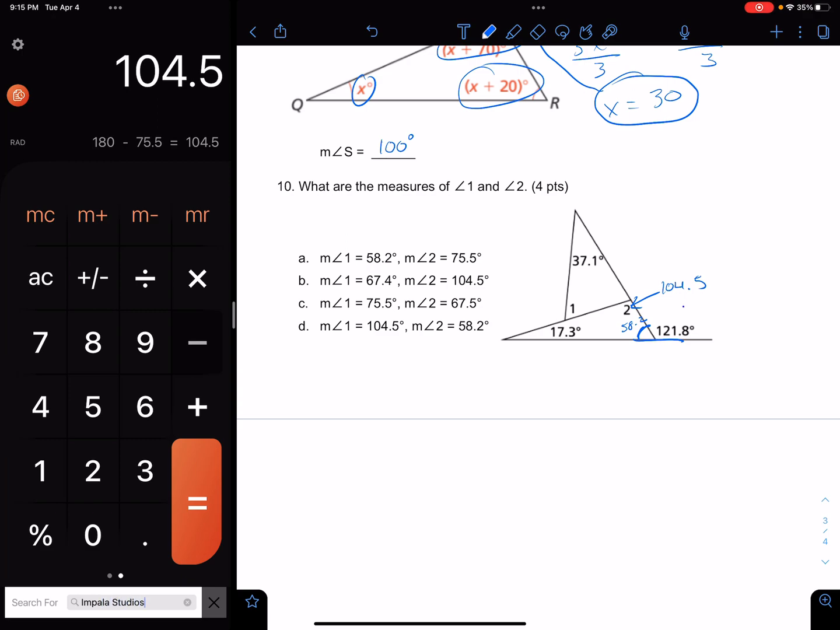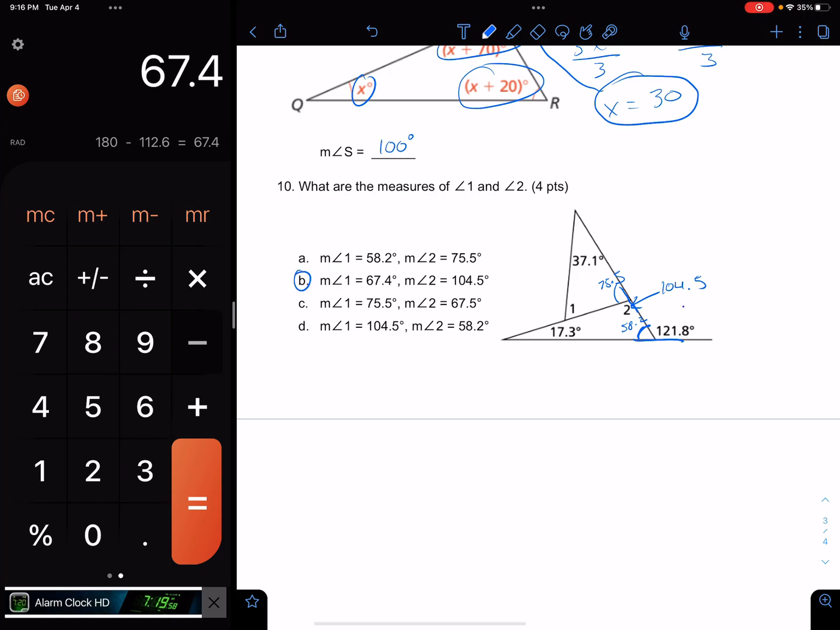Okay, so if I know that one's 104.5, I know a straight line is 180. So 180 minus 104.5. So this angle is also 75.5. So if I add 75.5 and 37.1, I get 112.6. 180 minus 112.6 is 67.4. So I know my answer is B.